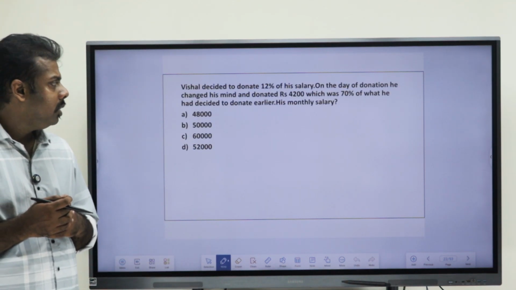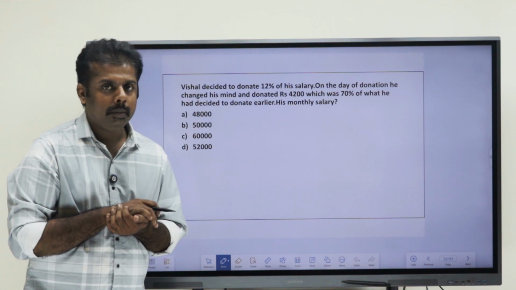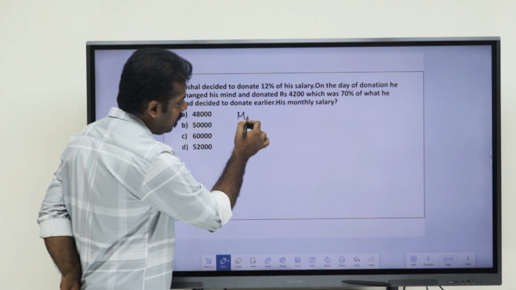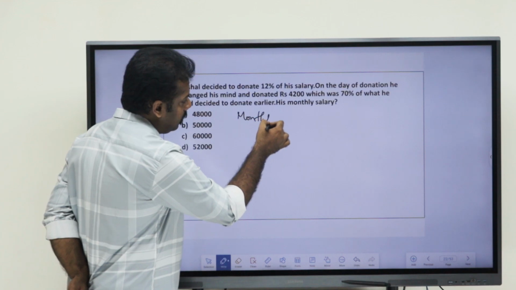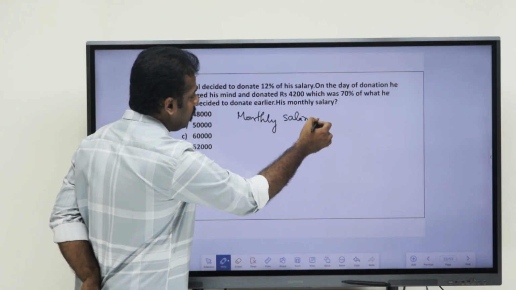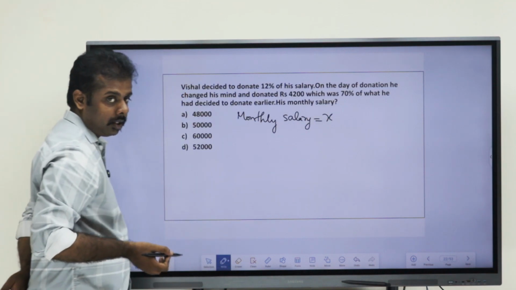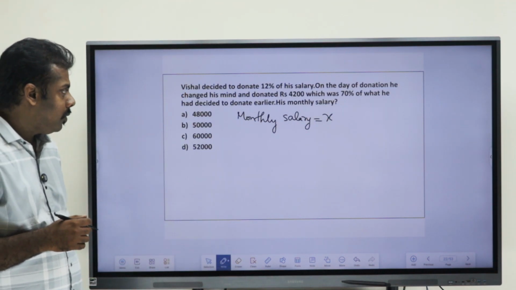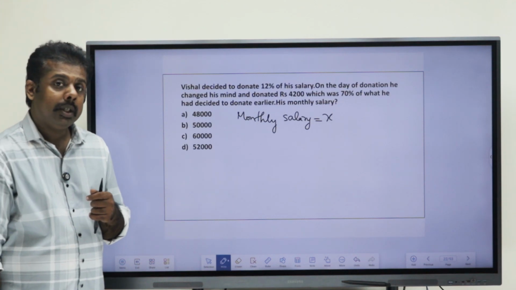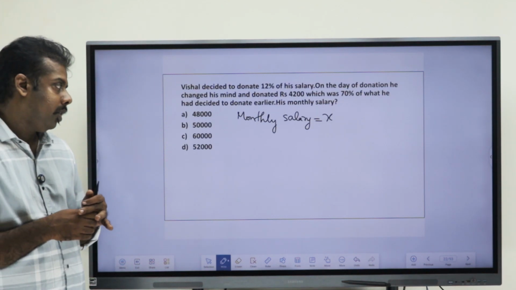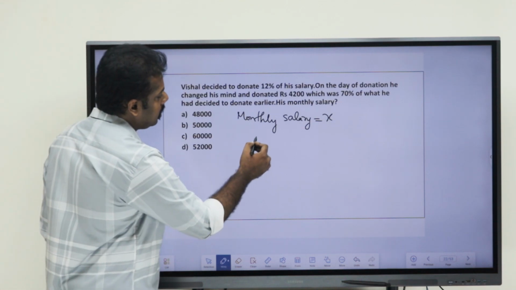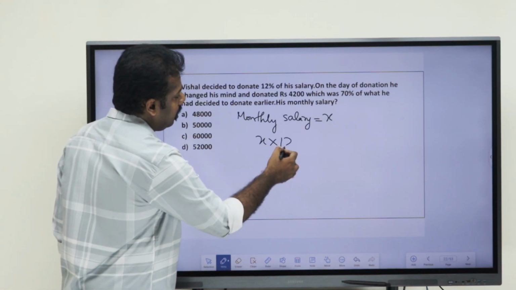So this question as well, we can do it in multiple ways. Obviously, how can we start? We can assume his monthly salary as x, or any other variable. I'm assuming his monthly salary as x. Now, what was the first condition? He had decided to donate 12% of his salary. So 12% of that is x into 12 by 100.